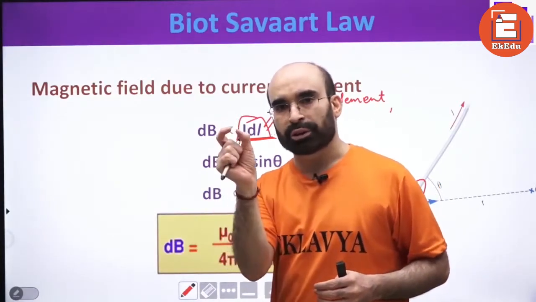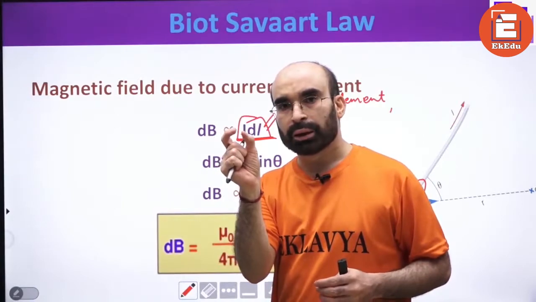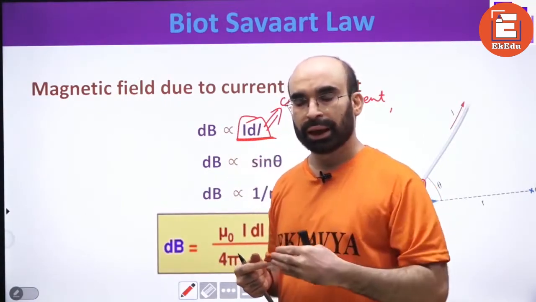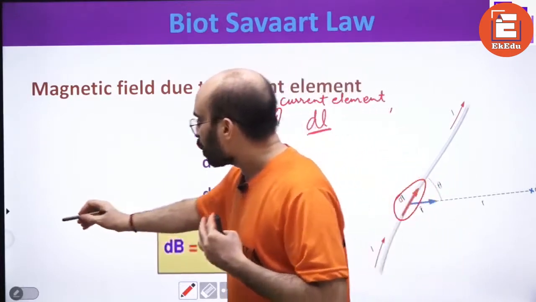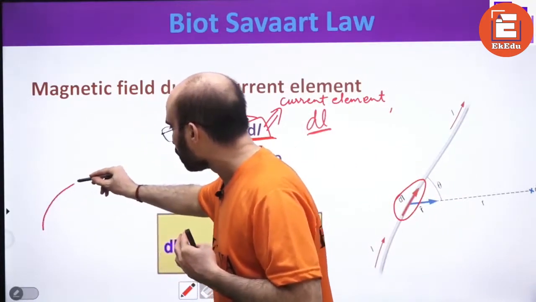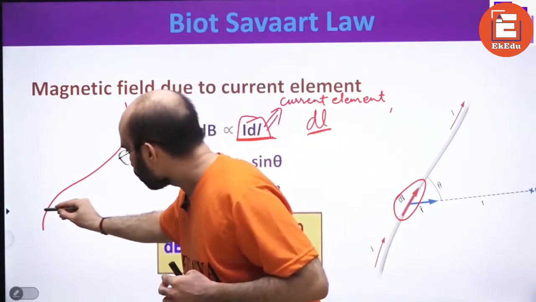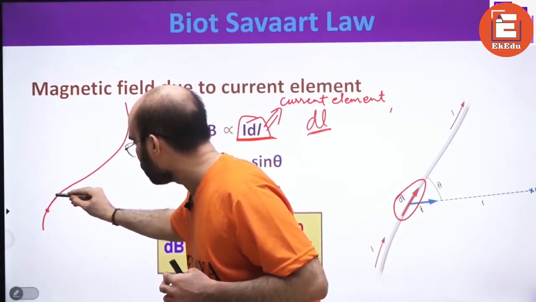The segment of the wire in which current is flowing. The wire may have different turns in this, like this, okay? At different points, the direction of current would be different.